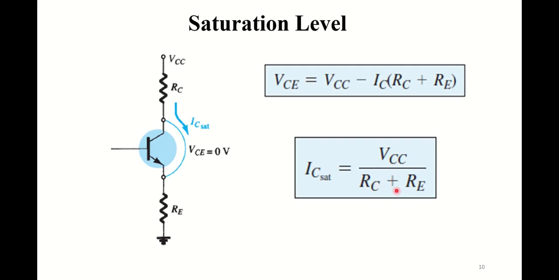You must understand that the saturation level current of each configuration will have a different formula, but the method to calculate this formula will be the same for each configuration, and that is just replace the value of VCE with 0 volts in the output loop equation of each configuration.